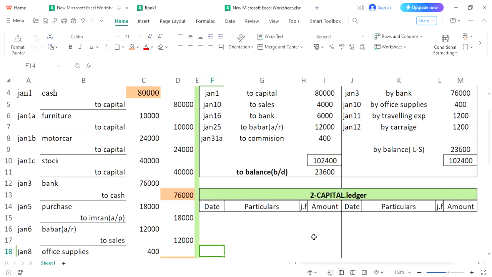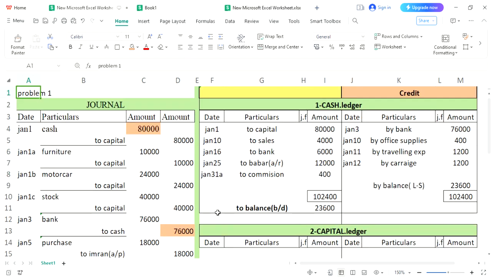Remaining, you can see that everything is the same, from date, particulars to amount on the debit side, and date, particulars, amount on the credit side. The rule is the same. The only difference is that we are now focusing upon capital. In the previous ledger we were looking at cash, and now in this ledger we will be looking at capital. If capital is debited, we will choose this debit side, and if capital is present on the credit side, we will choose this side. This is the credit side.